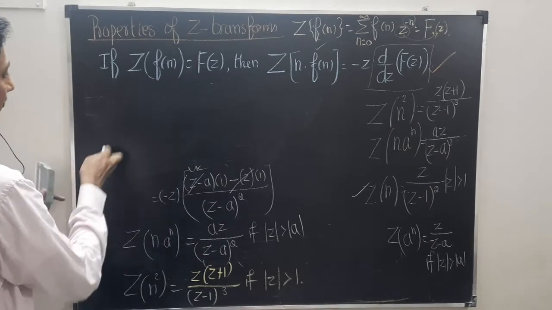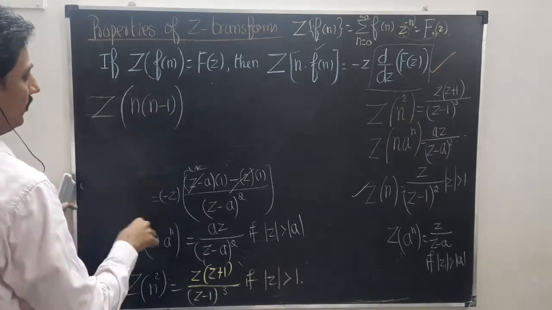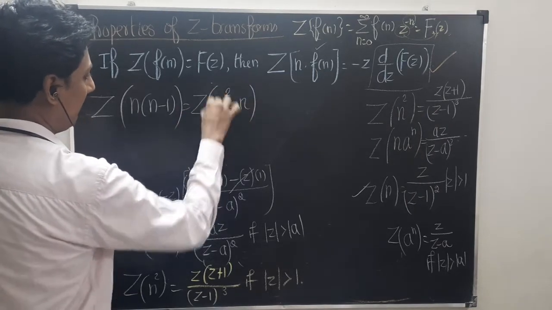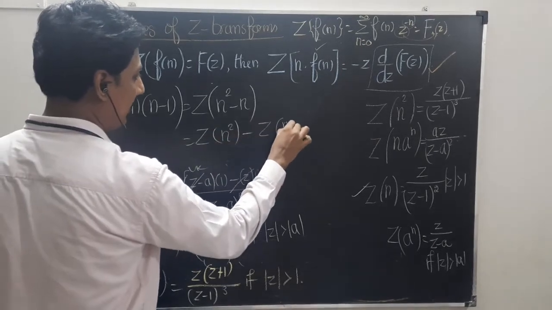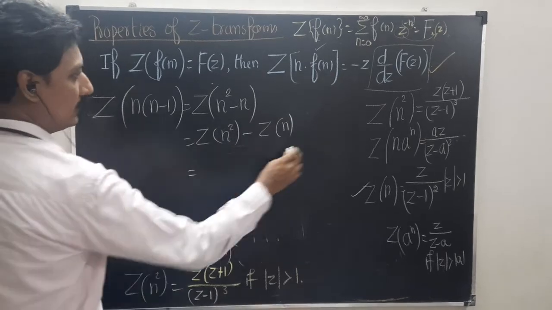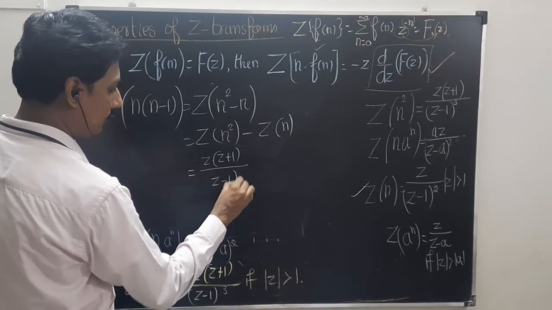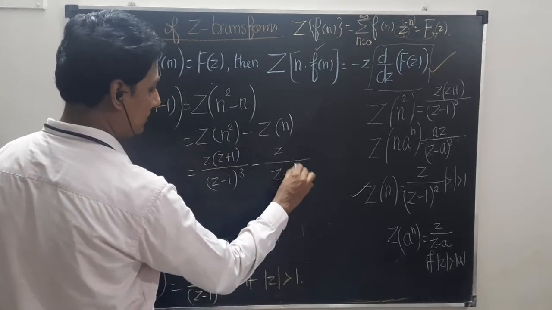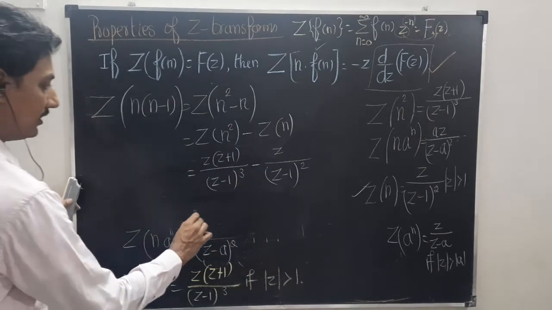What is the Z transform of n into n minus 1? The same idea: n into n minus 1 is n squared minus n. By using the linear property, it is the Z transform of n squared minus the Z transform of n. The Z transform of n squared is z into z plus 1 by z minus 1 whole power 3, minus the Z transform of n, which is z by z minus 1 whole square. Let us take z minus 1 whole power 3 as the LCM and simplify.